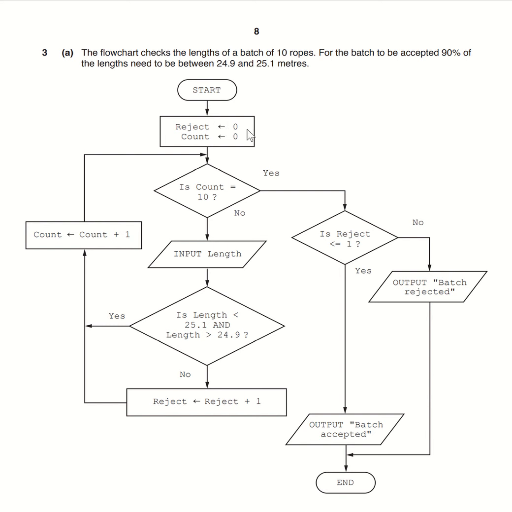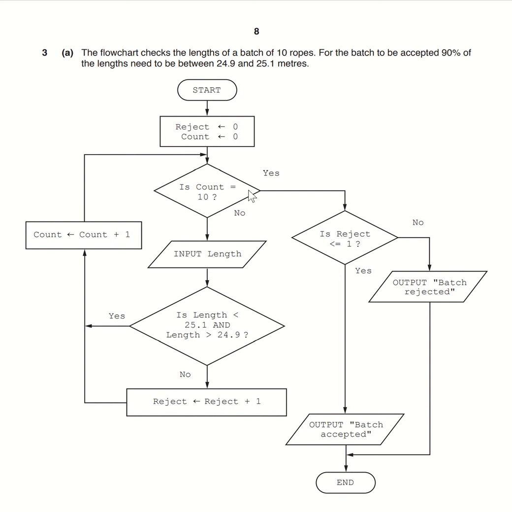In the beginning, reject is 0, count is 0. Then it checks if count equals 10. Of course, in the beginning it's equal to 0. So input a length, compare it, check if it's accepted. If it's not, then increase reject by 1, and then increase count by 1. Else, if it's correct, just directly increase count by 1 and then do this again until count equals 10.